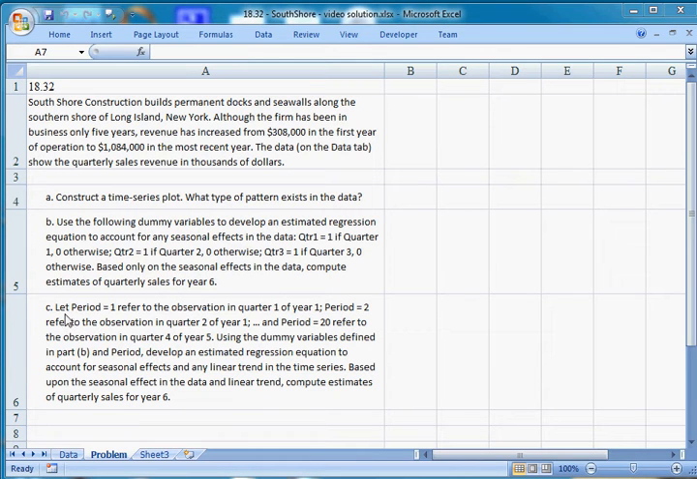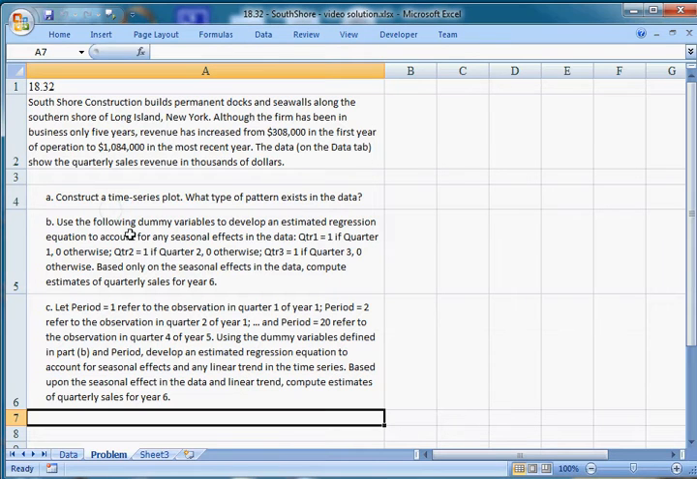Then part C is asking us to develop a period. Let period equal 1 refer to the observation in quarter 1 of year 1, period equal 2 refer to the observation in quarter 2 of year 1, and so on until we get to the last one. Period 20 is the last period, quarter 4 of year 5. Using the dummy variables and the period variable, develop an estimated regression equation to account for seasonal effects and any linear trend. Based upon the seasonal effects and the linear trend, compute an estimate of quarterly sales for year 6. Okay, so we can do that.